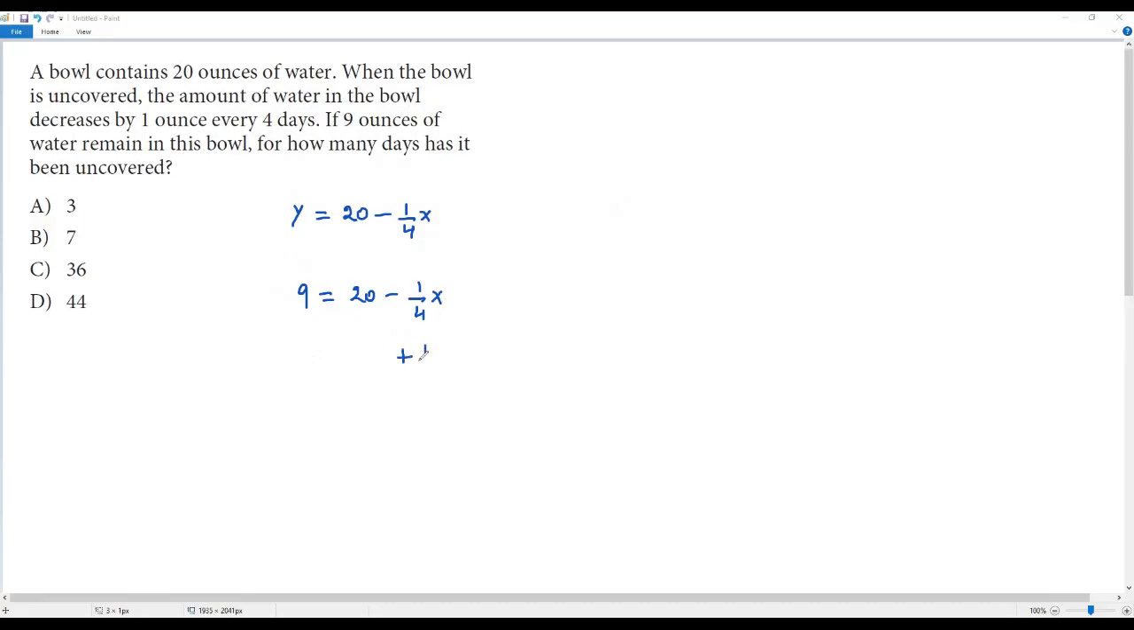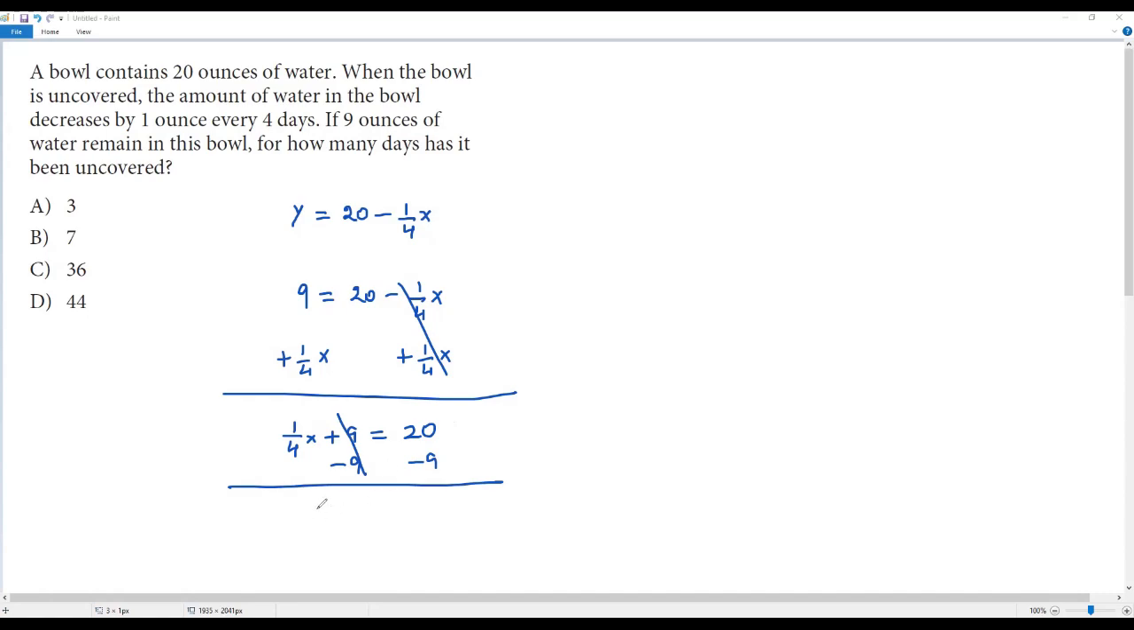Now we can add 1/4 x to both sides of this equation. Let me do it. Then this negative value and positive value will cancel out. I am getting 1/4 x plus 9 on the left side. On the right side, we have 20. Let me subtract 9 from both sides of this equation. This positive 9 and negative 9 will cancel out. I am getting 1/4 x equals, the simplification of this is 11.